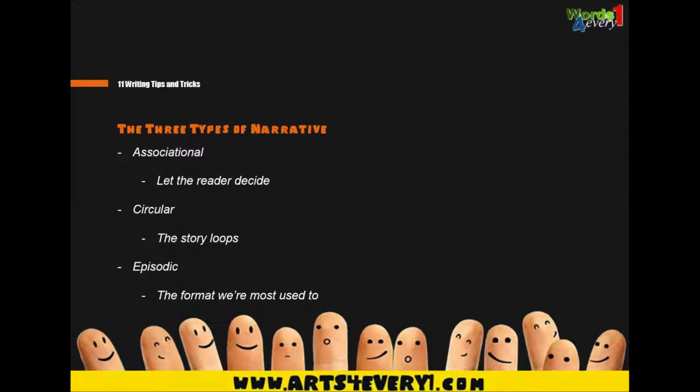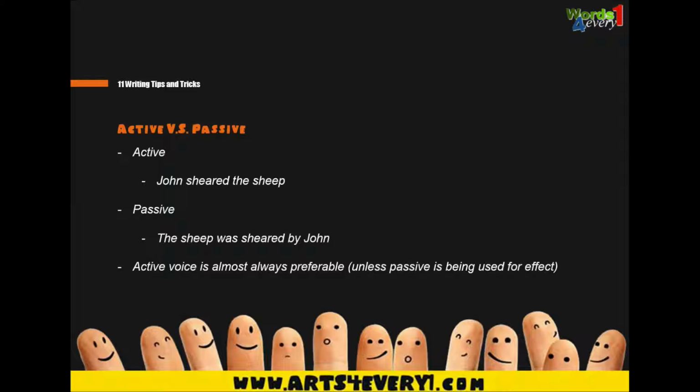Then we've got the three types of narrative. So we've got associational, which is effectively where the ending is a bit ambiguous and the reader decides, or the storyline even can be ambiguous. And we've got circular, which is where the story loops around and round, which is much rarer than the other two really. And I often see this with time travel stories. That seems to be the main way that people do it. And then episodic, which is what we're most used to, which is just where one thing follows on from another.